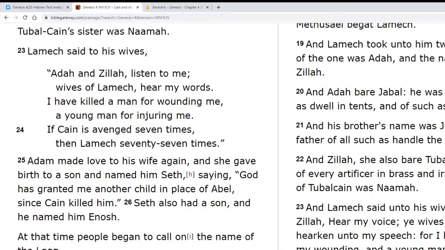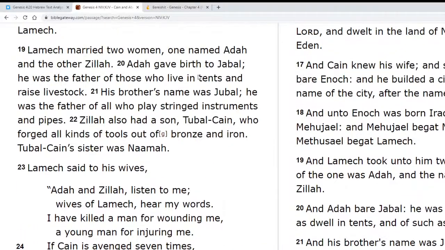So let's see, King James, verse 20, Ada bare Javal, Yaval. He was the father of such as dwell in tents and of such as have cattle. And verse 20 in the NIV: Ada gave birth to Yaval. He was the father of those who live in tents and raise livestock.